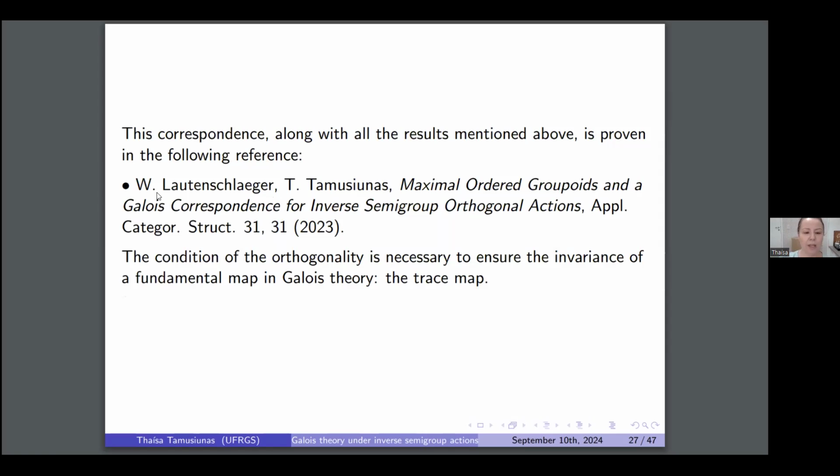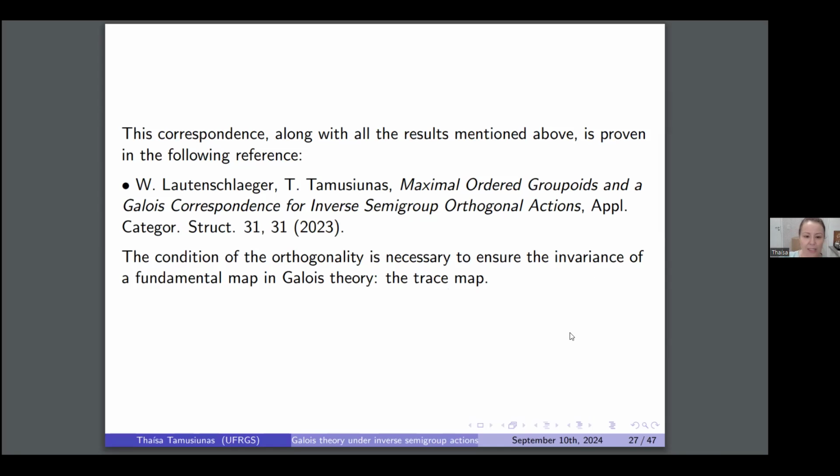Then Lachenlager is my PhD student. He did this theorem, and we published these results here in this reference. And the condition of the orthogonality is necessary to ensure the invariance of the trace map, which is a fundamental map in Galois theory. It's the trace map that allows us to construct equivalences of the definition of Galois theory, and then to work with Galois theory.